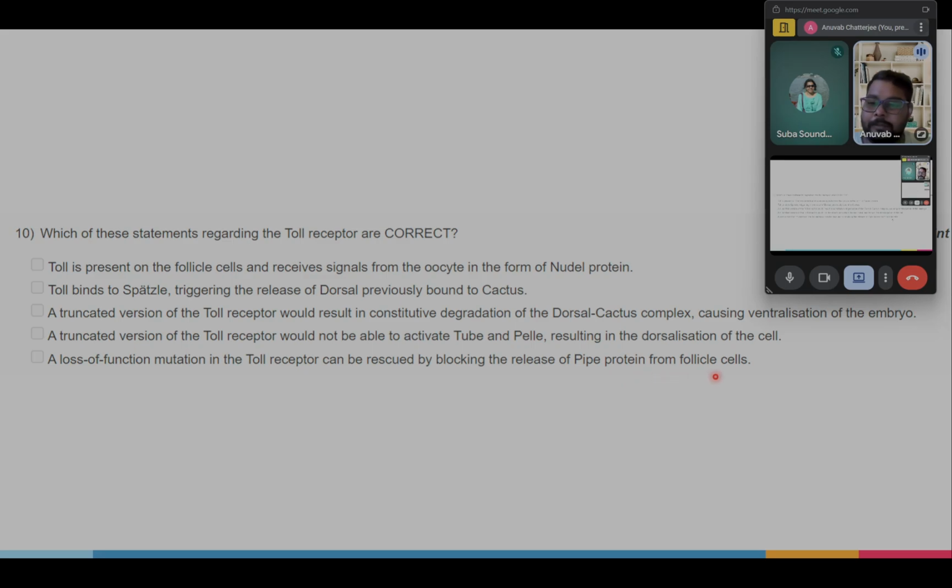This is also a more than one option correct kind of question, so I will let you try and answer this if you have an idea.